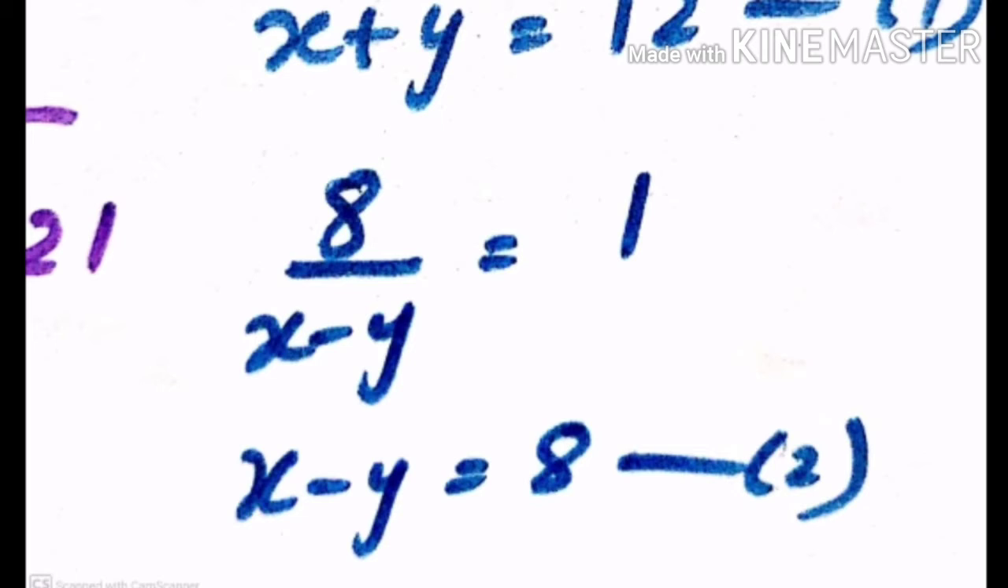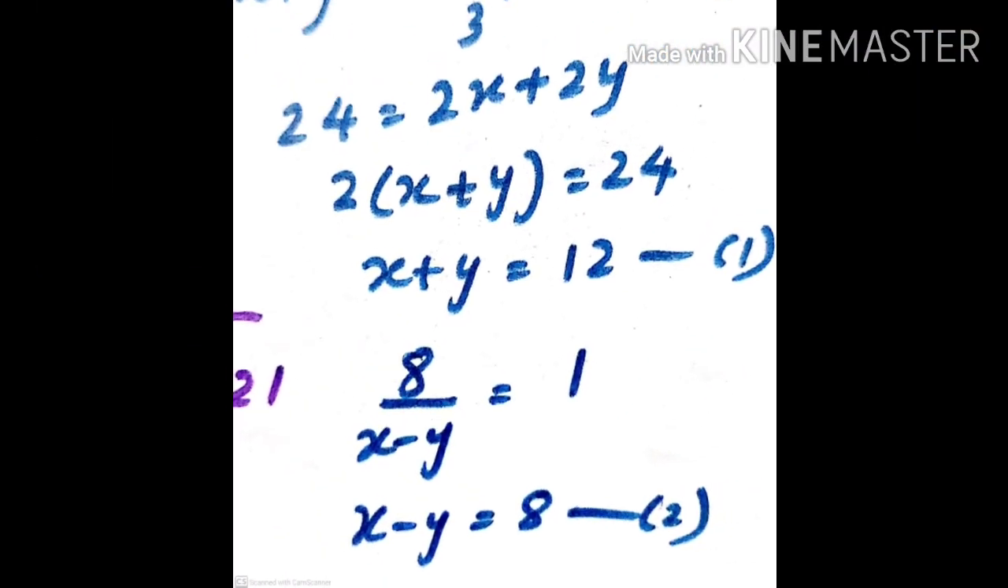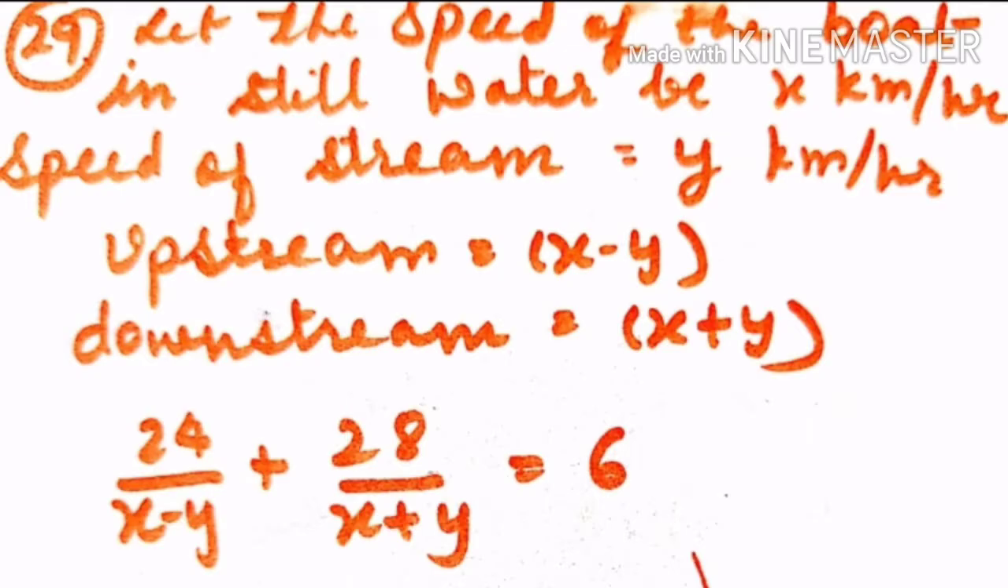So this way you can get your answer of question number 28. Now let us move on to the next question, question number 29. In that, a boat goes 24 km upstream and 28 km downstream in 6 hours.